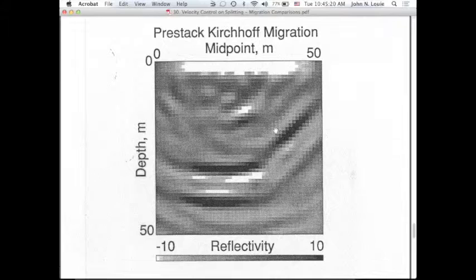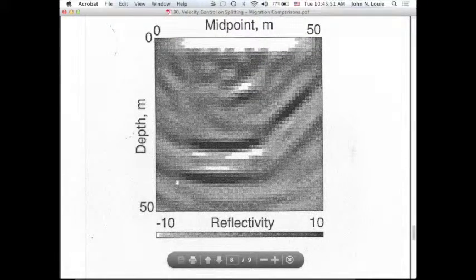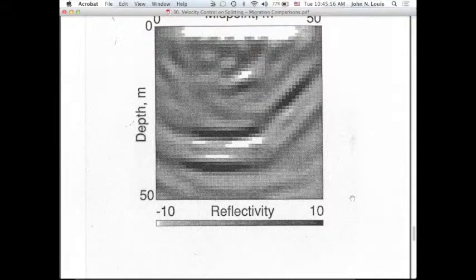Here's a pre-stack Kirchhoff migration. It's a time migration using that correct velocity. All dips are recovered accurately. The intersection here is not recovered perfectly, but it's pretty good. And because it's a time migration, we're not really seeing the continuation of that dipping structure down below the flat structure. And there's distortion of the thickness of the structure because of the extreme low velocities.